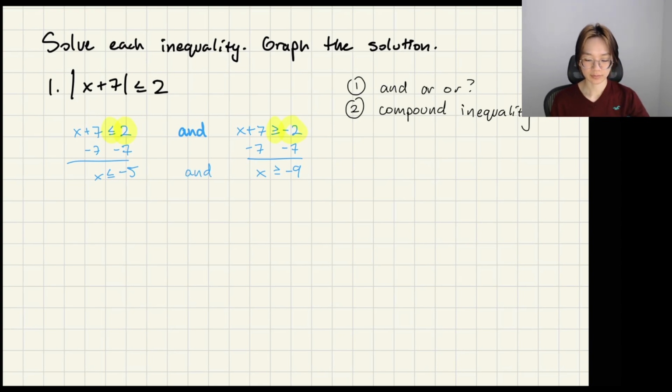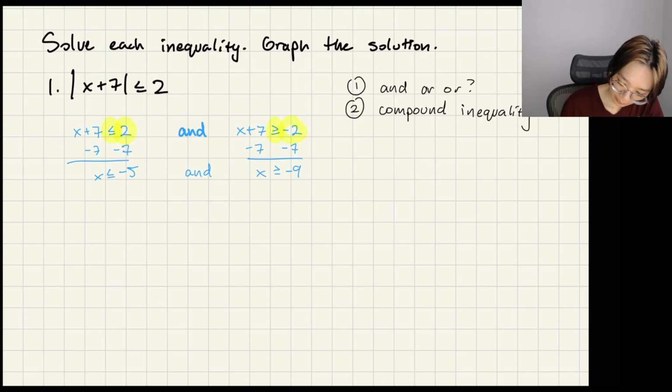So this is our answer. x is less than or equal to negative 5, and x is greater than or equal to negative 9. If you want to combine into one statement, negative 9 over here, negative 5 over here, negative 9 is less than or equal to x, which is less than or equal to negative 5.